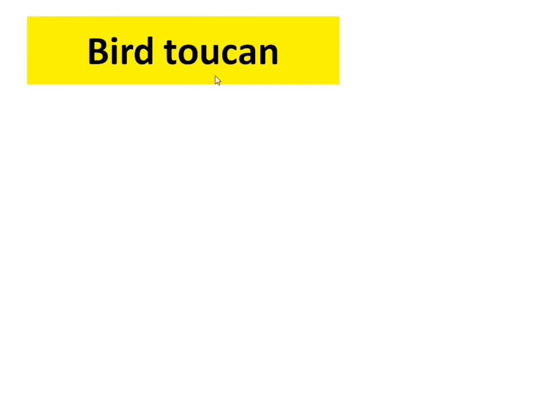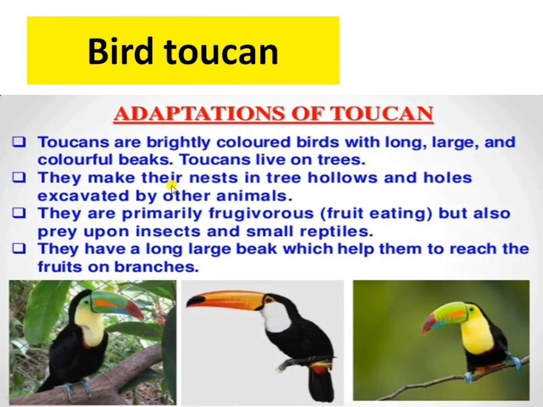Next is the bird toucan. This bird has a long and large beak which helps it to reach the fruit on weak branches. Birds with short beaks cannot reach such branches. That's why the toucan gets an advantage with its long beak.